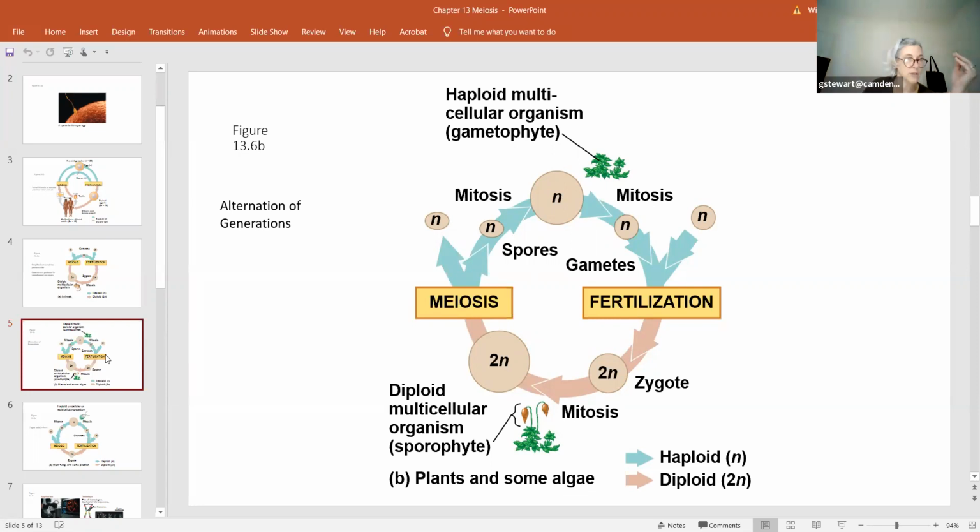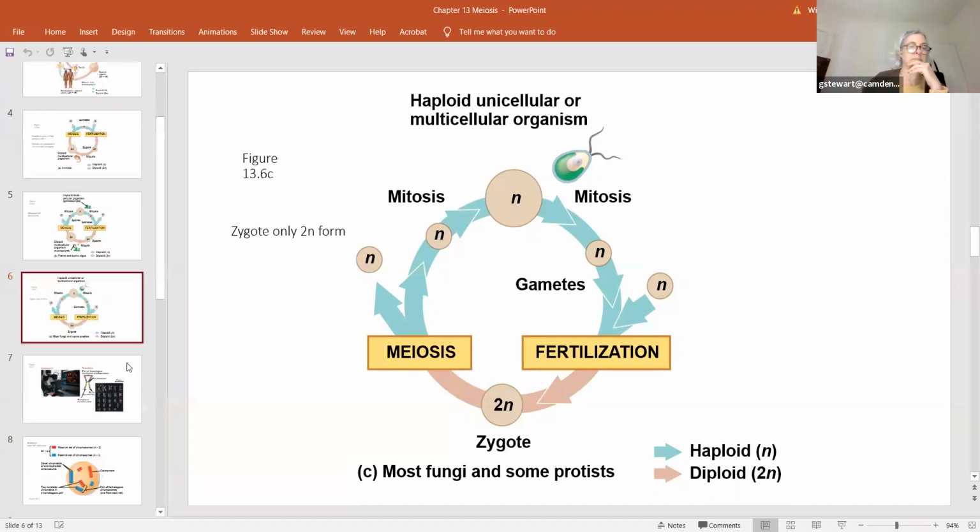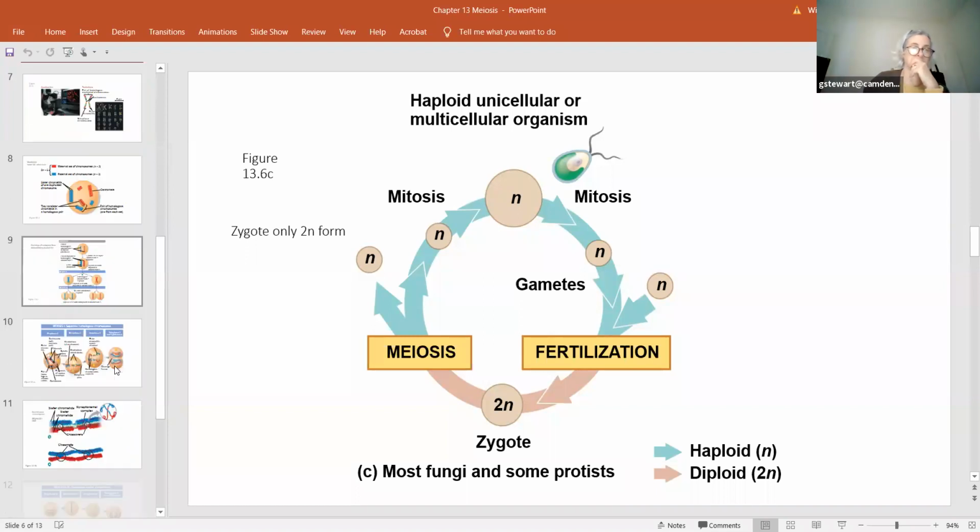And then I think there's also a protozoan picture here. So this is another example. In some cases, this zygote, this 2N form, is very, very short-lived. In this case, there's no sporophyte that's produced. It's just a zygote that immediately undergoes meiosis to form spores, basically, or little N cells that are then going to form an organism that's going to make more gametes.